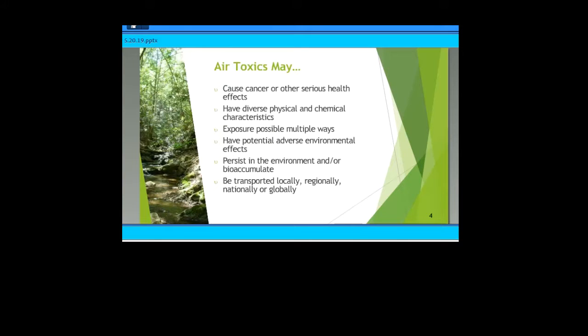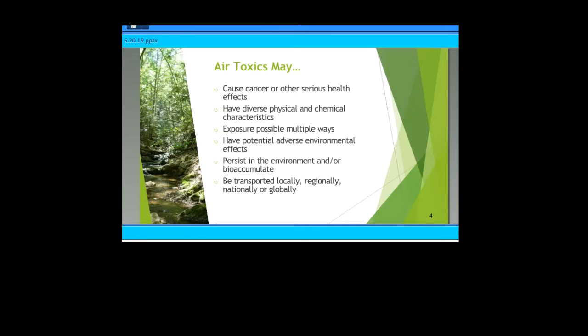So air toxics can cause cancer. In fact, more than half of the 187 pollutant classes are known or suspected to be human carcinogens. Many others are known to cause respiratory or neurological or immune or hormonal or reproductive system effects. These pollutants have different physical and chemical characteristics. For example, some are particles and some are gases.